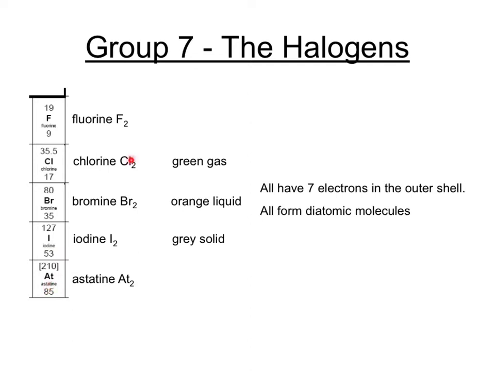You need to know that chlorine is a gas at room temperature. It's a green gas. Bromine is an orange liquid, and iodine is a grey solid. It's fair to assume then that fluorine here at the top of the group would also be a gas. It's actually an almost colourless gas, and astatine, although very rare, would be expected to be a dark coloured solid. Because they're all in group 7, they all have 7 electrons in their outer shell, so you would expect them all to react in more or less the same way.